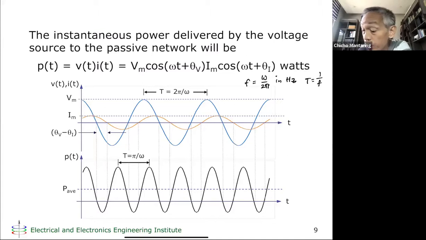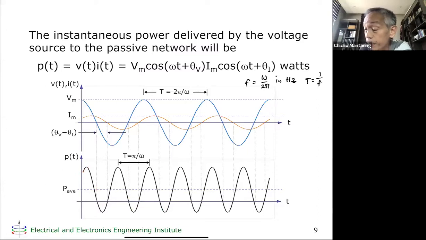So anyway, this is what your plot will look like. Actually, I just generated this plot using Excel. Nag-feed in lang ako ng dalawang sinusoid sa Excel, and then I told Excel to multiply the two, and it generated this plot for me. Of course, you could have used MATLAB or Octave or whatever other tool you already know how to use. So this is my instantaneous power.